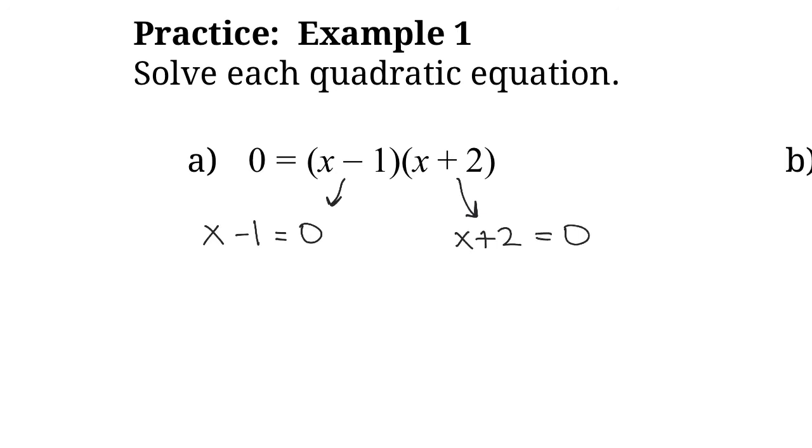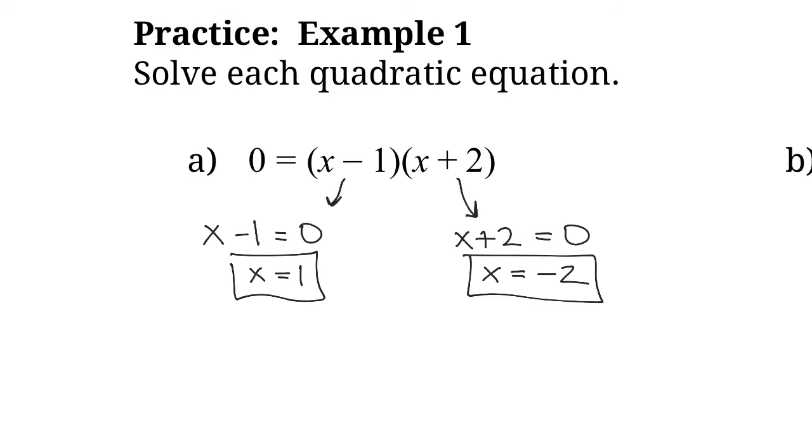And then with each expression, you can solve for x. So you are going to isolate for x by collecting or separating terms. And so one of our answers is going to be +1, and our other answer is going to be -2. Remember that for quadratic equations, most quadratic equations will have two possible answers for x.